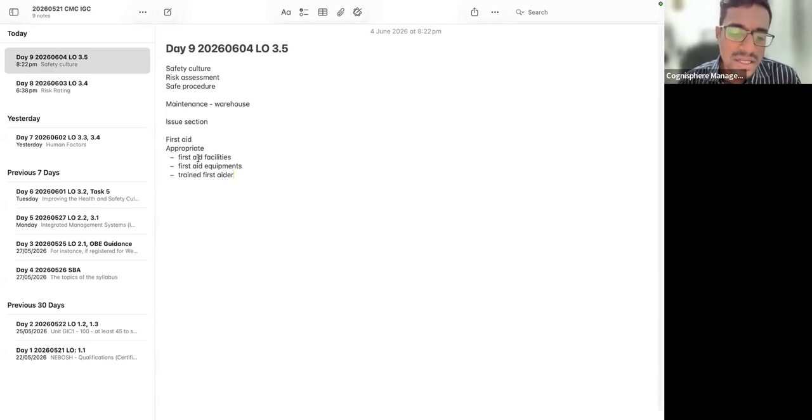Any organization needs to have appropriate first aid arrangements in the workplace, which includes first aid facilities, first aid equipment, and a trained first aider. Now, the obvious question is when you talk about first aid facilities, when is a dedicated first aid room required or when is it not required? When you talk about first aid equipment, whether a first aid box is adequate, or other than a first aid box, we need to have other equipment like eye wash stations, splints, wheelchairs, blankets, and then a trained first aider.